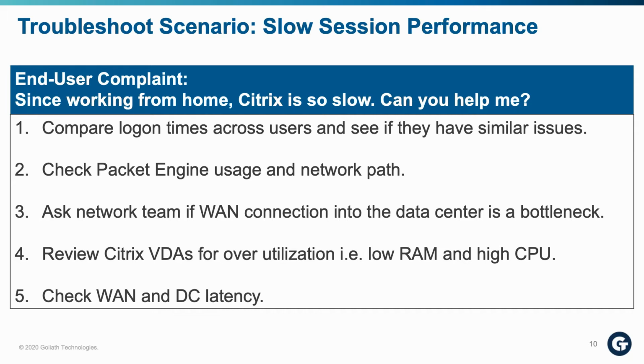So off you go, spending time trying to figure out if other users working from home are having similar issues. The user is connecting from home via Citrix Gateway, so you may check the gateway for things like high packet engine usage or bandwidth. You may also include the network team to see if there's any bottleneck on the WAN connection coming into the data center. You will check the VDA that the user is logged into for things like high RAM or CPU. And you'll also try to find out if there is any data center network latency or if the user's WAN latency is high. And this requires other products such as Citrix ADM to track those latency metrics.